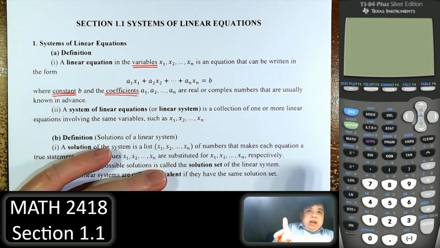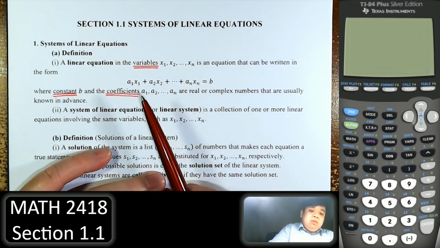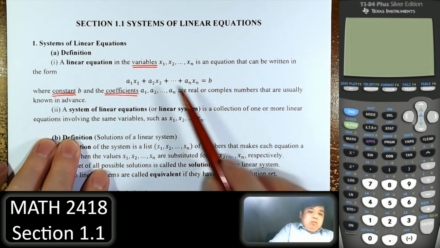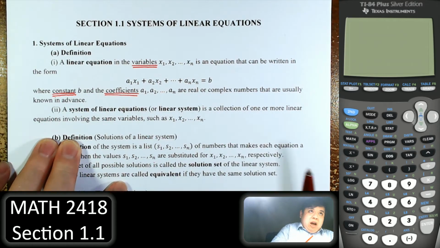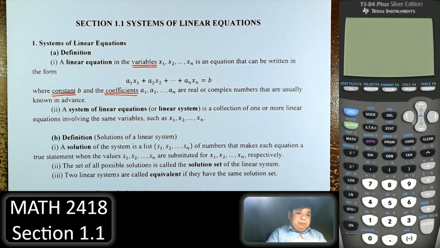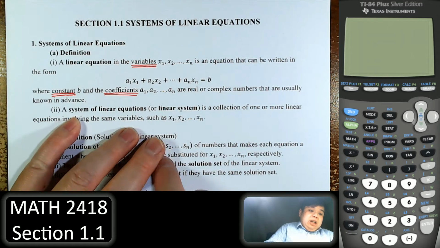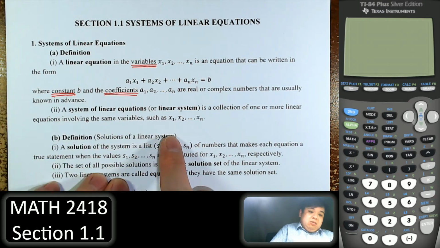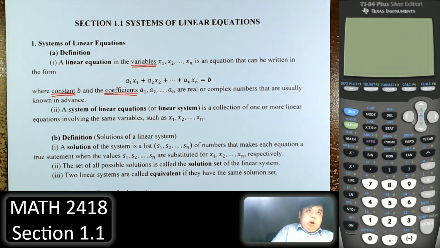And the a1 to an are also usually constant, but they go with x as opposed to the constant by itself, b. A system of linear equations, or just a linear system, is a collection of one or more of these linear equations, but they have to have the same variables.